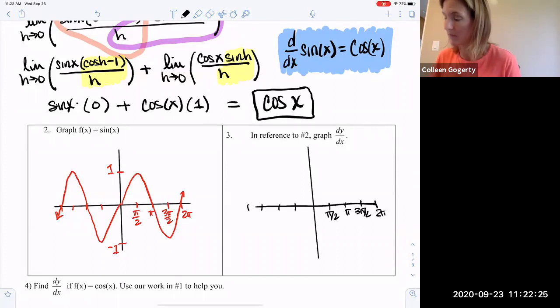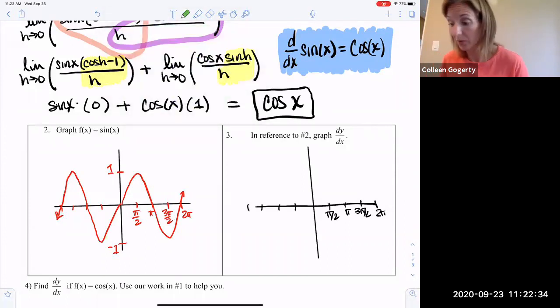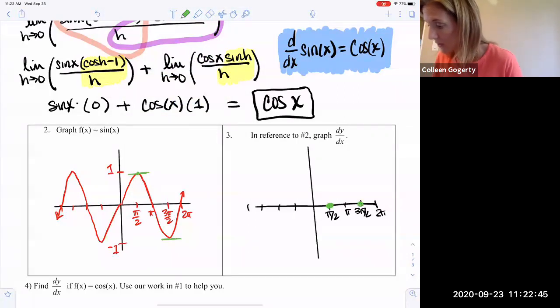All right, I'm assuming you're coming back to me. How's it going? Did you get cosine? That's how you're going to know. I'm going to look at tangent lines. At pi over 2, I'm going to have a slope of 0. At 3 pi over 2, I'm going to have another slope of 0. So when I'm graphing my dy dx, at pi over 2 and at 3 pi over 2, I'm going to get an output of 0.